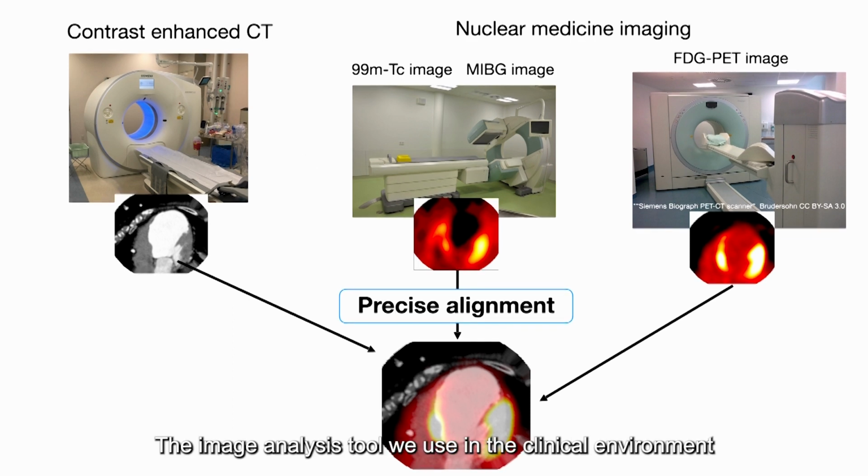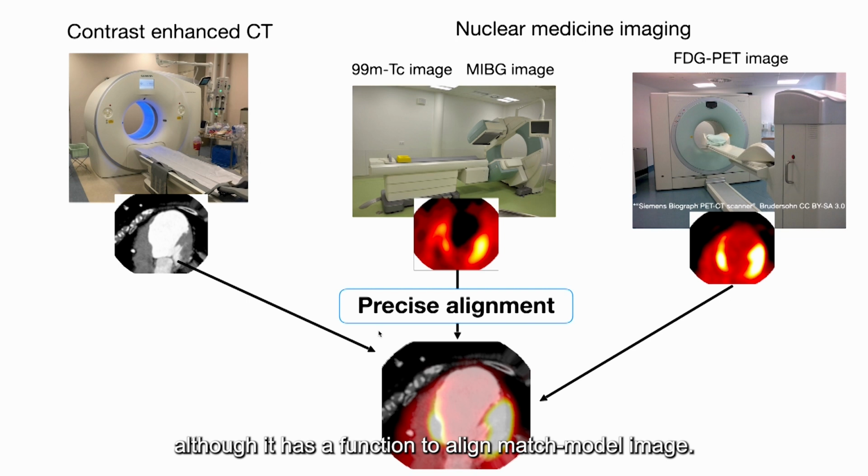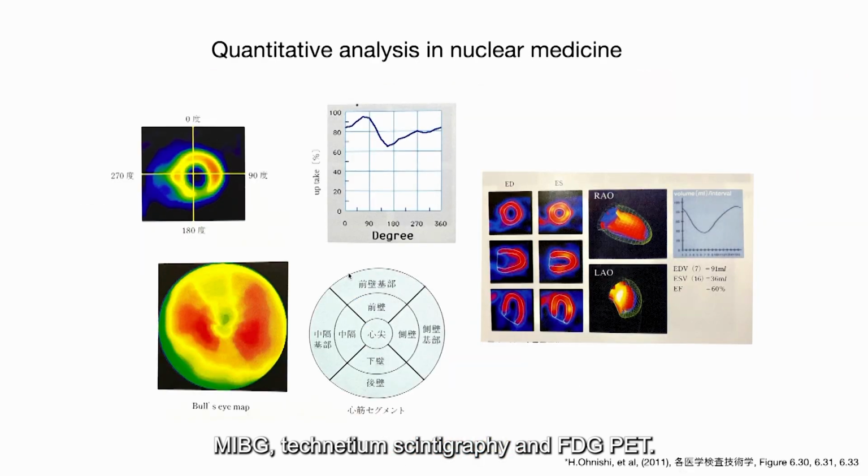The image analysis tool we use in the clinical environment is not suitable to do this, although it has a function to align multi-modal images. But in this case, there are too many image types to align in one tool because we use various kinds of nuclear medicine imaging techniques such as MIBG, technetium scintigraphy, and FDG PET.